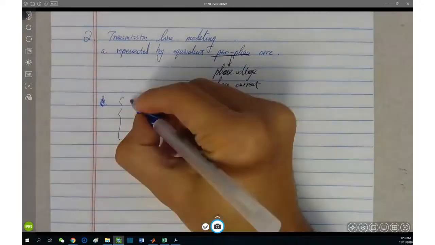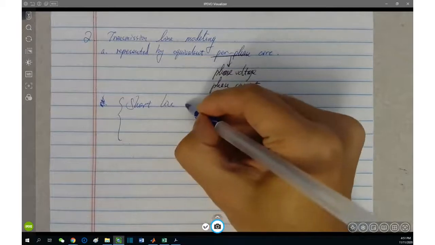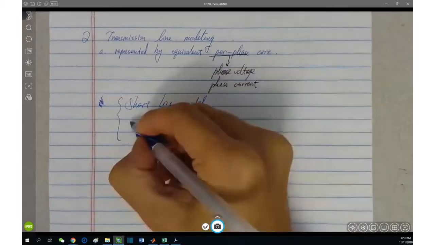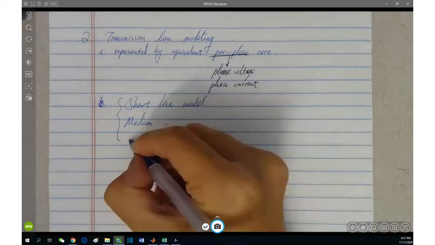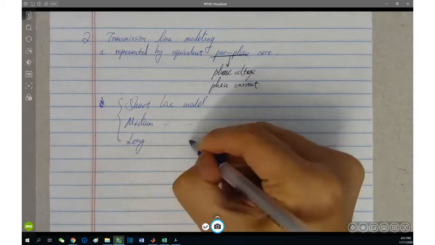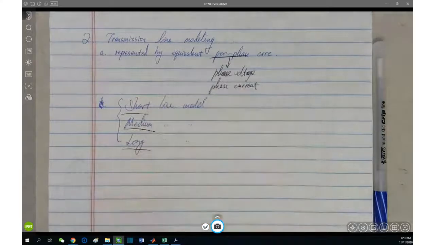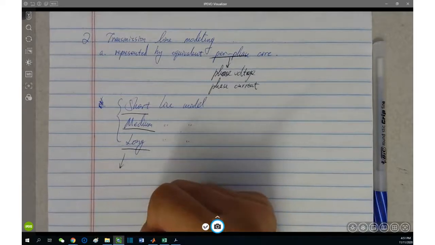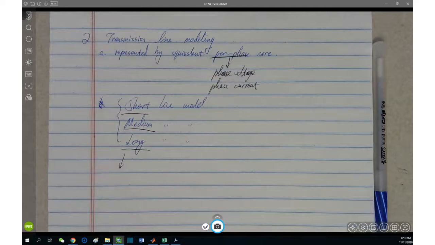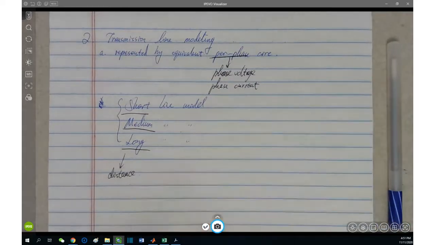We have three models we can learn: the short line model, the medium line model, and the long line model, right? So these are referring to what? Short, medium, long. They mean what? Distance. How long is the transmission line?